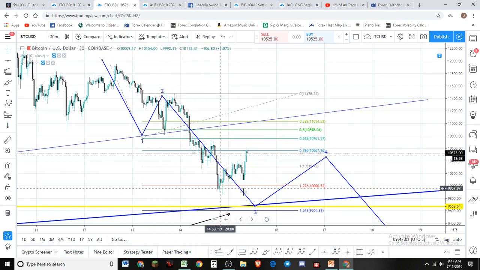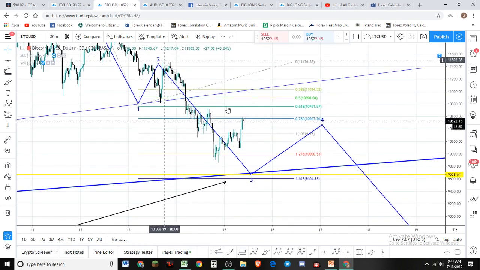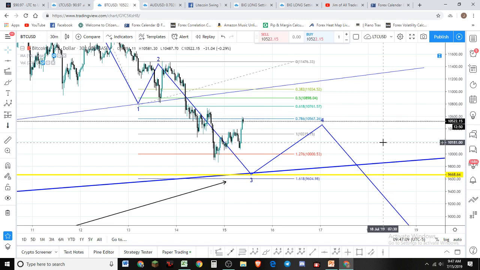It came to the 1.276. I'd rather see it come down one more push. One more push, it'd make me a lot happier.